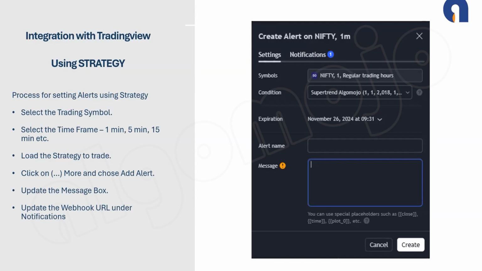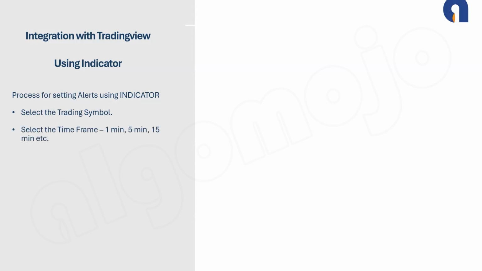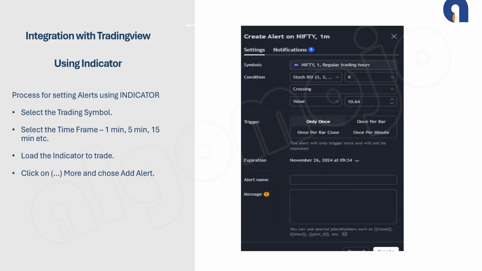Now, in case you are using an indicator, there is a slightly different kind of process to do. First is the same. The symbol has to be selected first, then the time frame, then the indicator that you want to use for trading has to be loaded. Then again, select the more button. When you do that, you will get a window which is slightly different from what we saw last time. Last time it was just the name and the message box. Here there are some more things like conditions, trigger, and expiry.